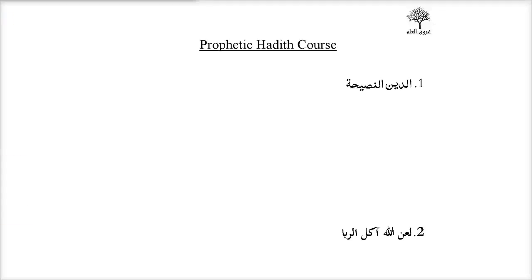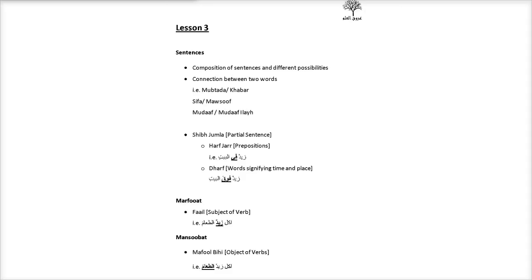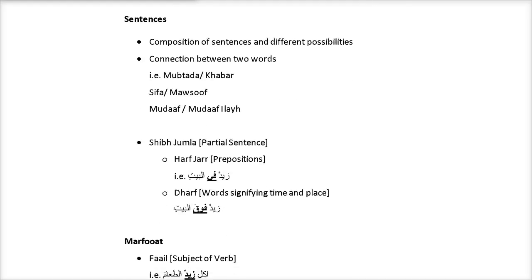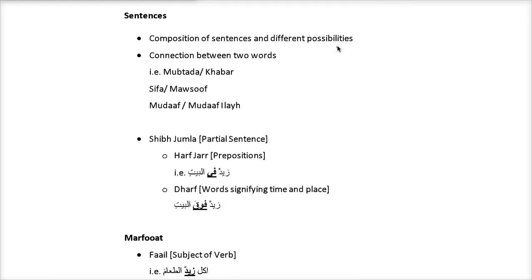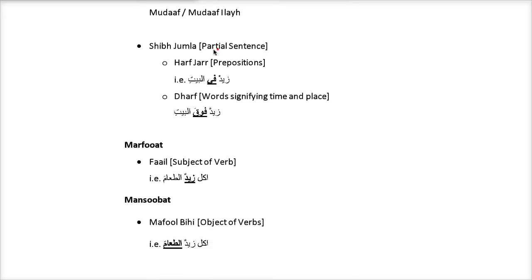Right. Now, let's look at today's lesson then. Today's lesson, we're going to be covering these issues. We're going to look at composition of sentences, different possibilities of sentences. We're going to be looking at connection between two words, i.e. mubtada, khabar, sifa, mawsuf. I'll be explaining these. Then we're going to be looking at something known as a shibh jumla, which is known as a partial sentence. And partial sentences, we're going to look at two types of partial sentences. Then we're going to look at marfu'at.